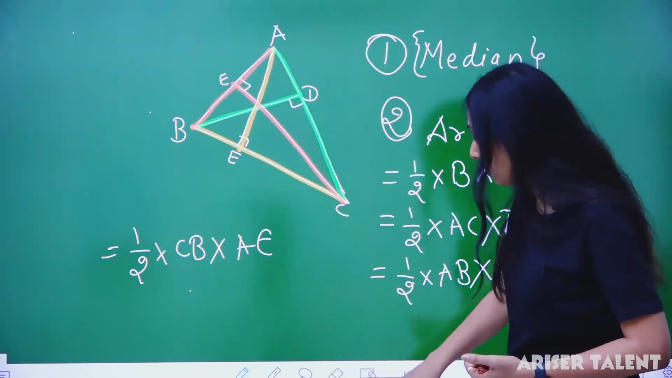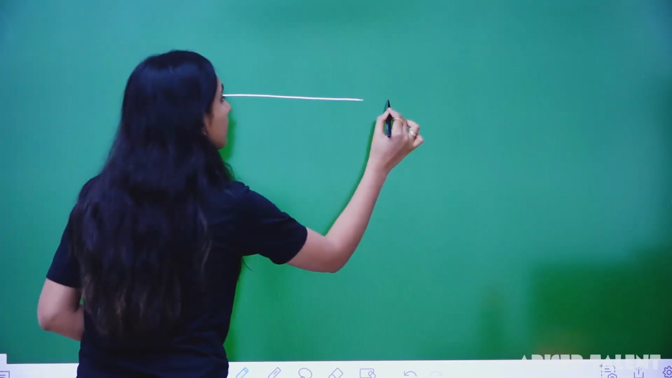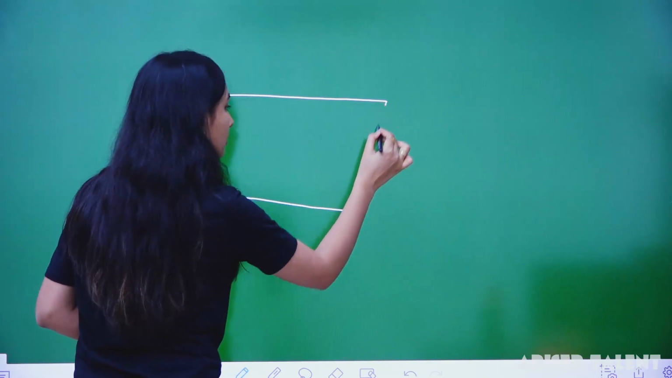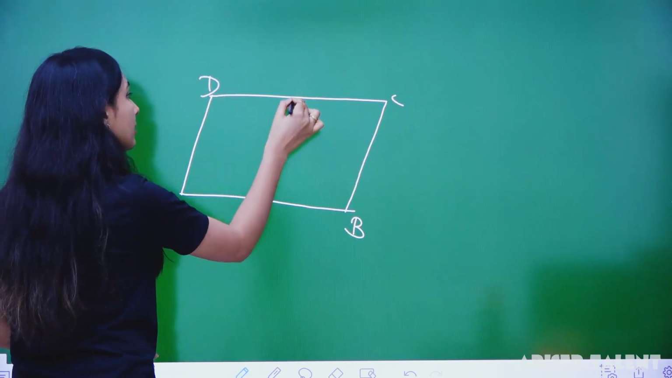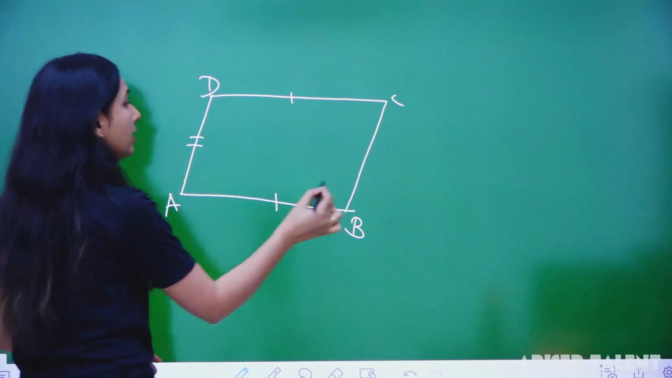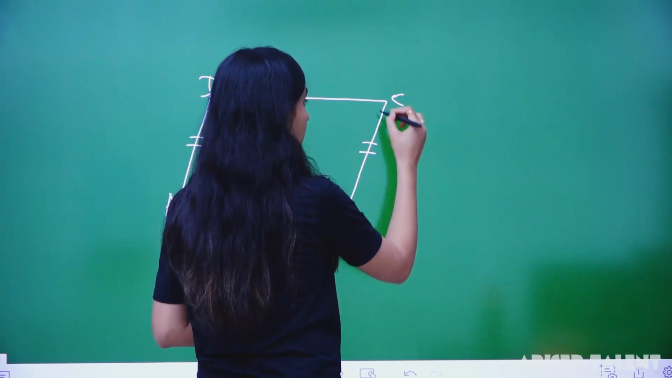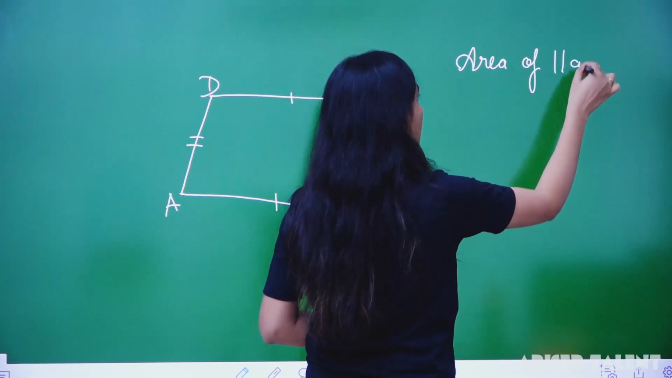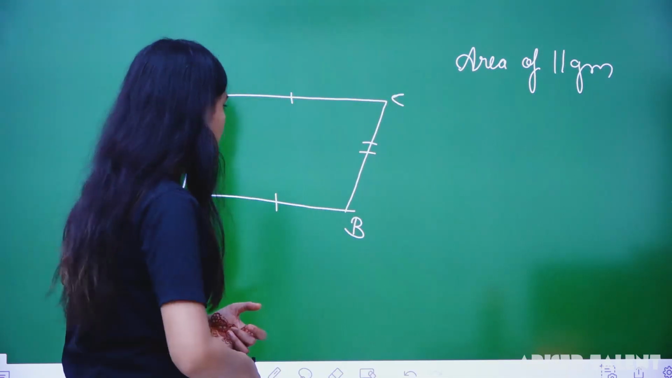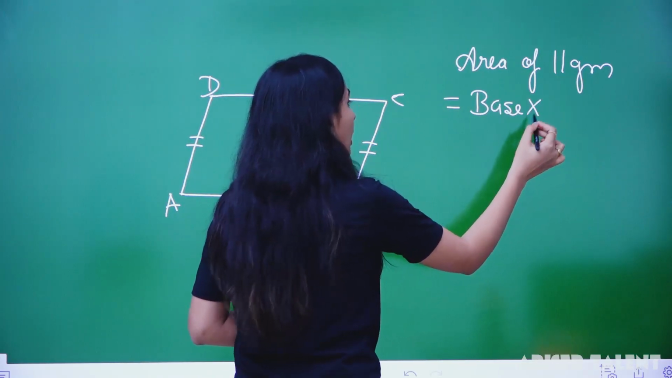Now what about the area of a parallelogram, students? We are not going to leave the parallelogram like this. Okay, so just first make a parallelogram here. Let's suppose ABCD is a parallelogram, that means CD is equal to AB and AD is equal to BC. Okay, now the area of a parallelogram is equal to what? Area of parallelogram is equal to base multiplied by altitude.